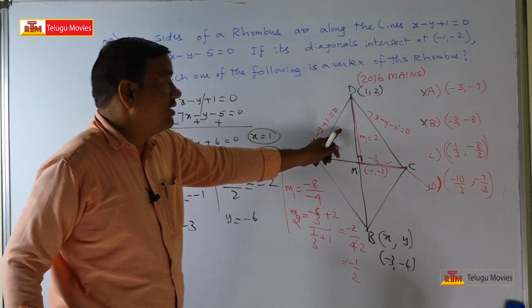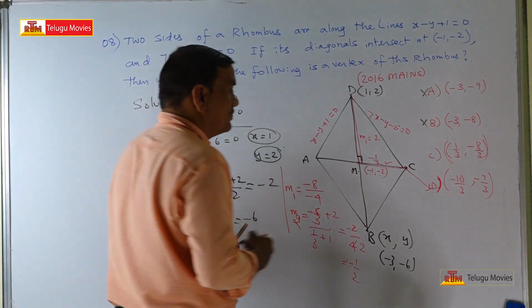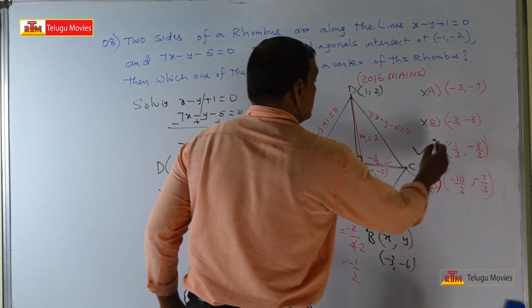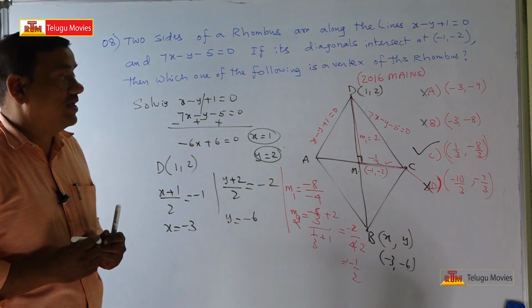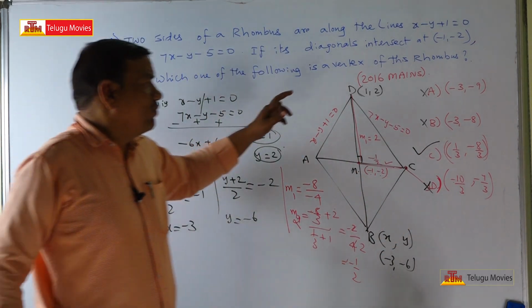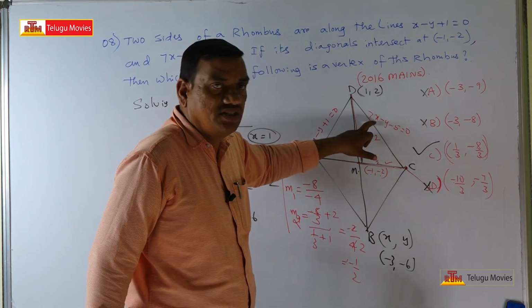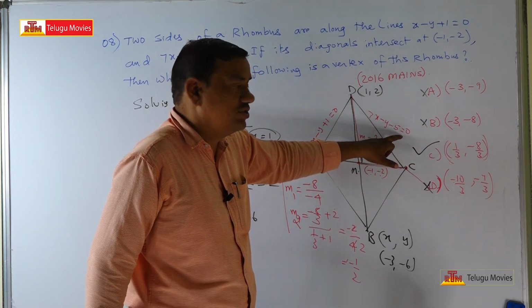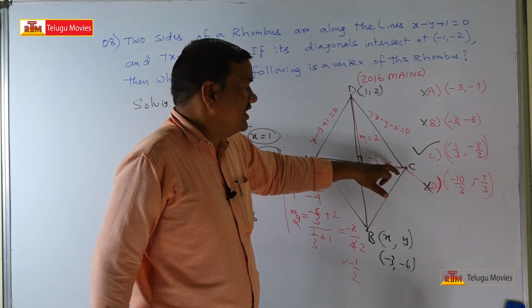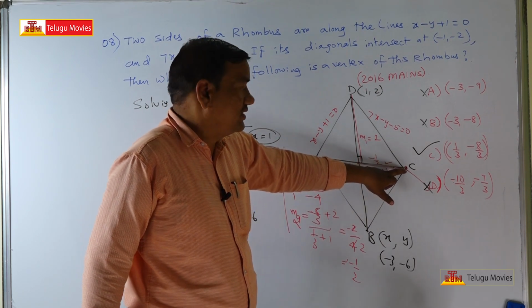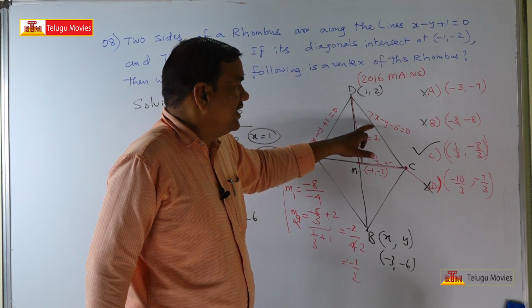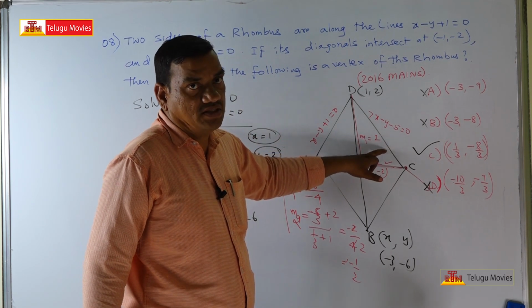So, these two lines are perpendicular. Therefore, your option D also fails. Option C is the right answer, 1 by 3 comma 8 by 3. And moreover, if you observe, this 1 by 3 comma minus 8 by 3 also satisfies this equation, 7x minus y minus 5 is equal to 0. But if it satisfies, we cannot say the point is C. Why? Because that may be any one of the places on the line.